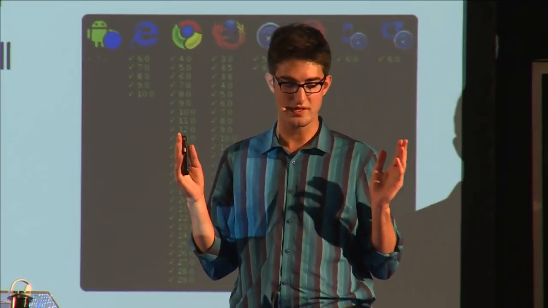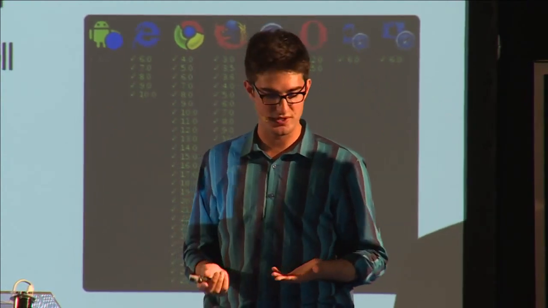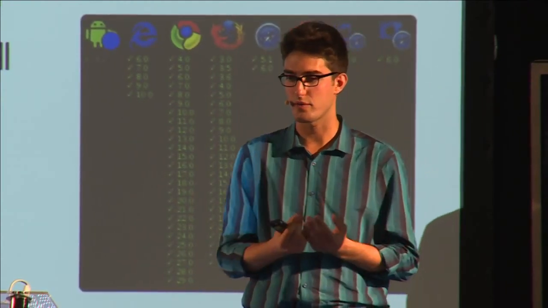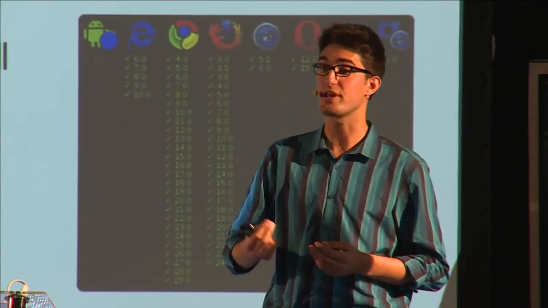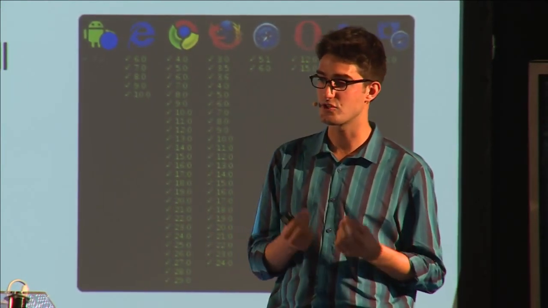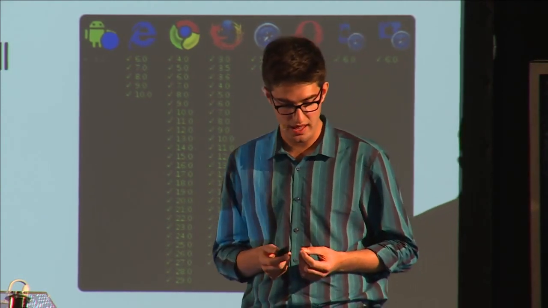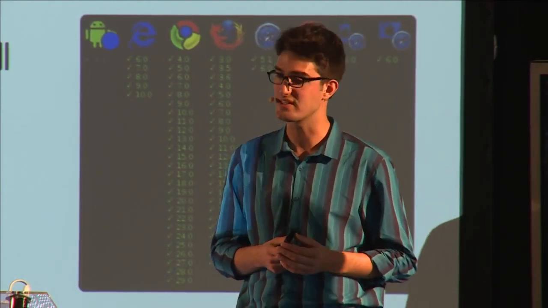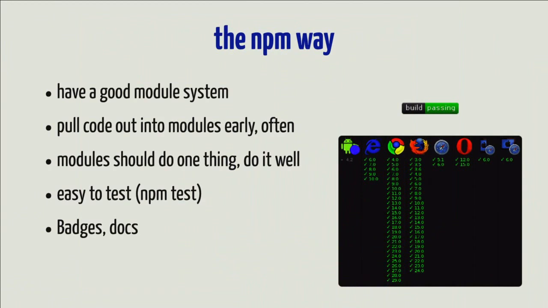So basically, the NPM way summed up is you have a good module system. You want to pull code out of your main project into modules early and often. And modules should do one thing, and they should do them well. And you want to have modules that are easy to test. So NPM has this command that you can add that specifies how to run your tests in your package JSON, and then everybody can just run NPM test without having to understand what testing thing you're using, and it'll output the results of your tests.